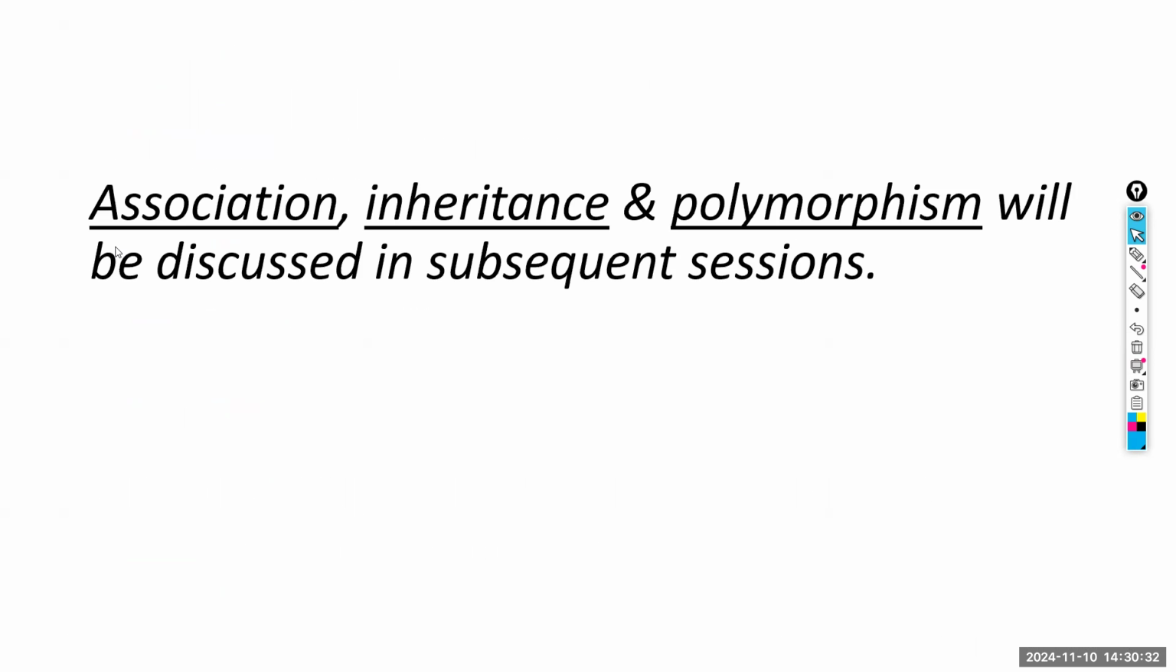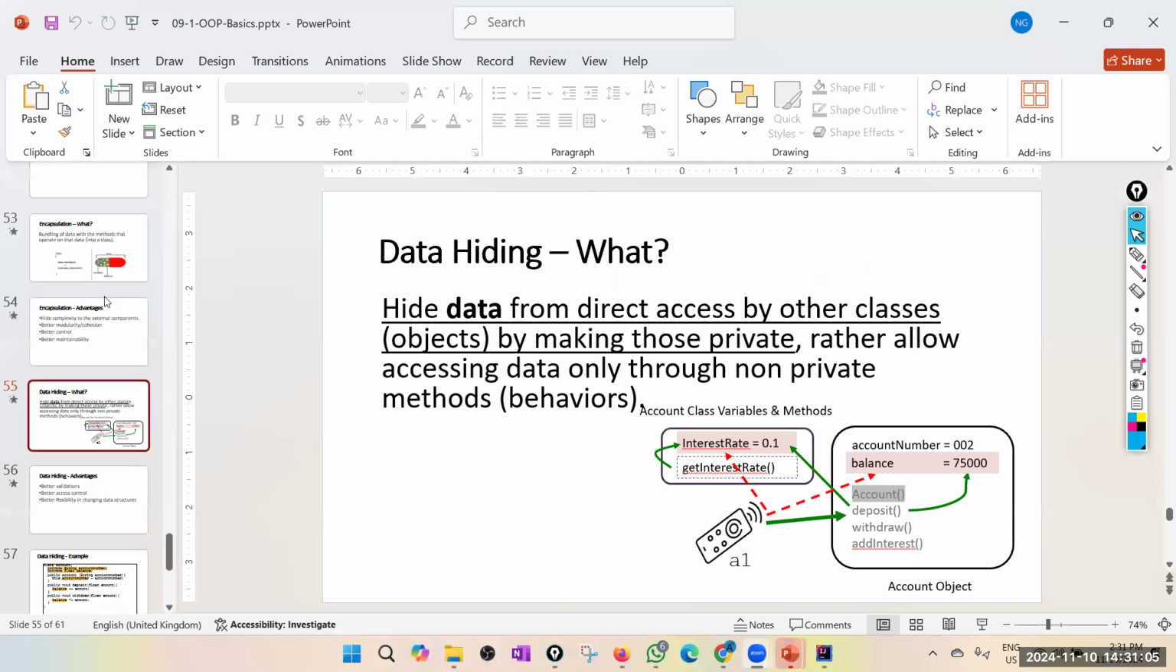Right. So association, inheritance, and polymorphism we will look at in the next few topics. Now we have completed our discussion on object-oriented basics. What is a class? What is an object? What is an attribute? What is a method? What are instance variables? What are class variables? What are instance methods? What are class methods? Then what is abstraction? What is data hiding? In the next note, we will look at a few more object-oriented concepts.